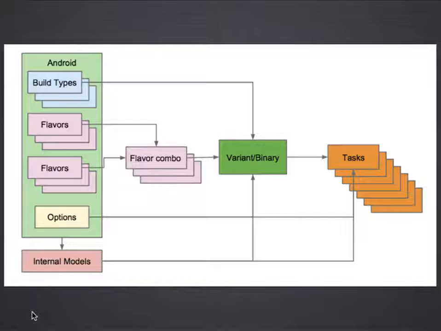Because we can encode that some of those properties are input both for creating a variant and creating a task. And then we have that internal model here, which I did not want to spend too much time on.